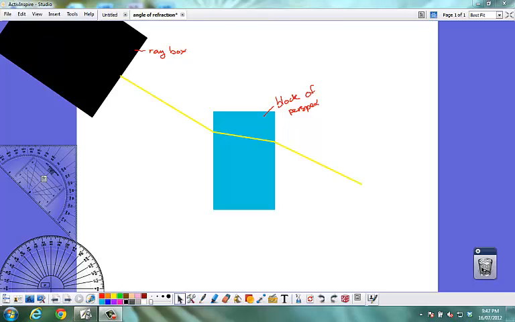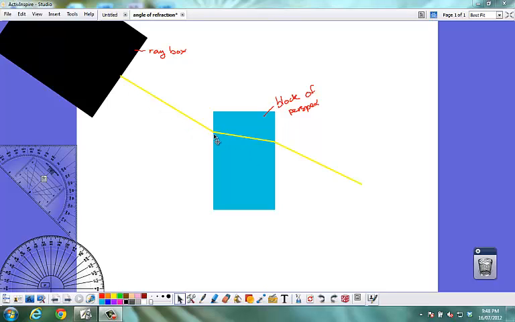The purpose of this video is to show you how to measure the angle of refraction. I have set up a ray box. I have a single ray of light emerging from the ray box, and I've also set up a block of perspex. Now you will note that the light is actually refracting in two locations.